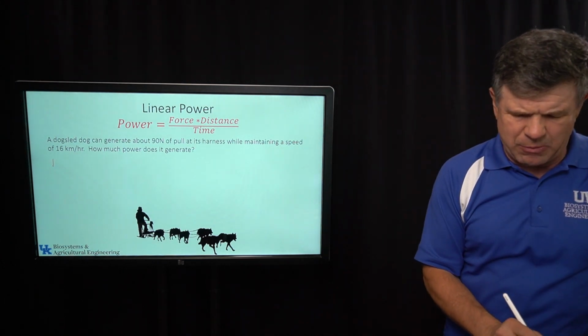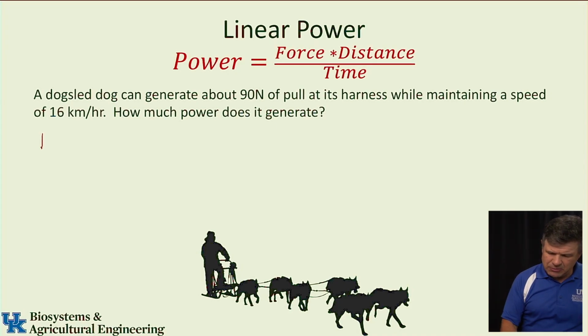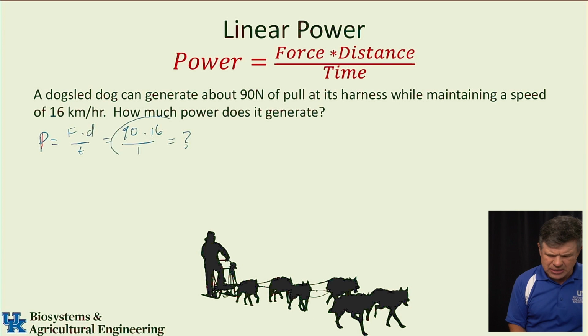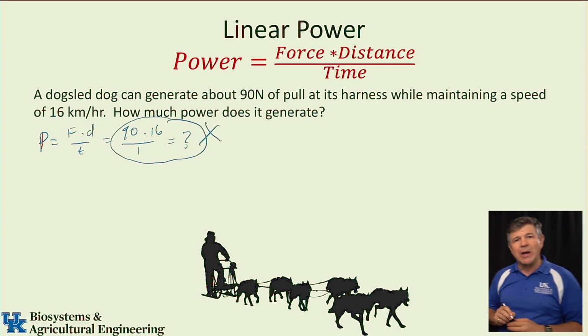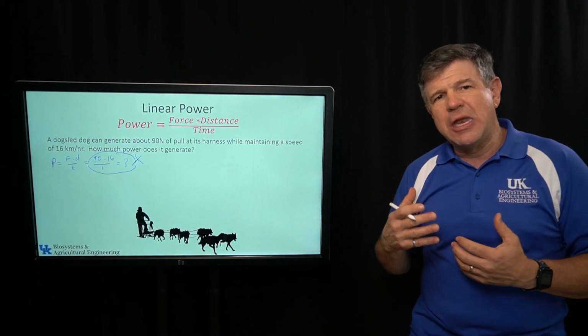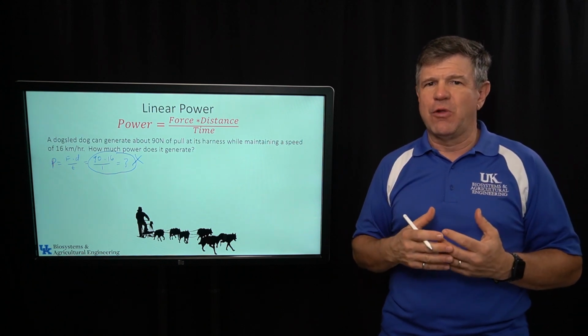Let's just say that our power is equal to our force times our distance divided by time, and then we would plug in our force, which is 90 kilonewtons, times our distance is 16 divided by 1 hour, and we come up with some kind of a number, and I'm going to tell you that this is going to give you a wrong answer. So we need to be careful of how we do this.